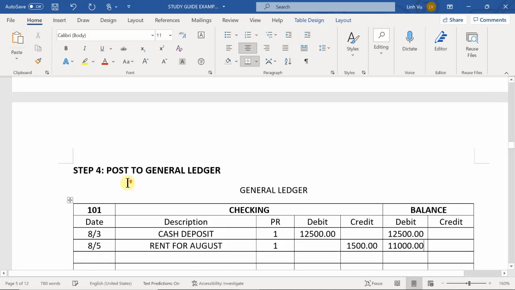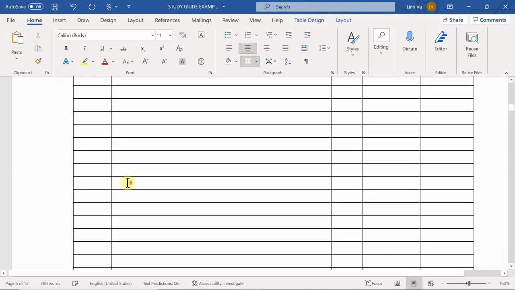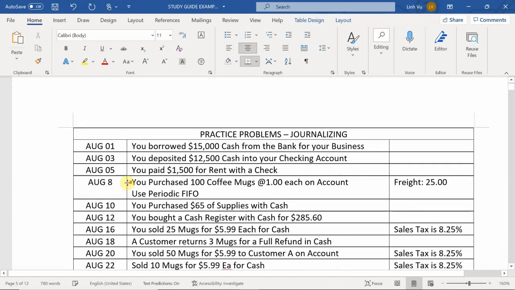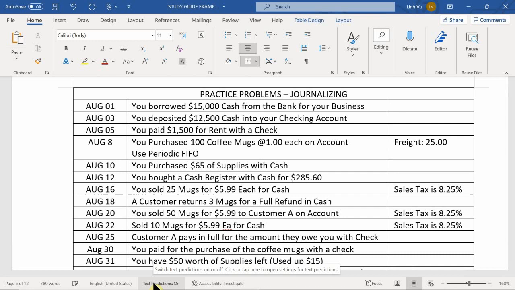Okay, purchase 100 coffee mats. So we purchased 100 coffee mats for $1 each on account. We use periodic FIFO, first in, first out. And we have freight of $25.